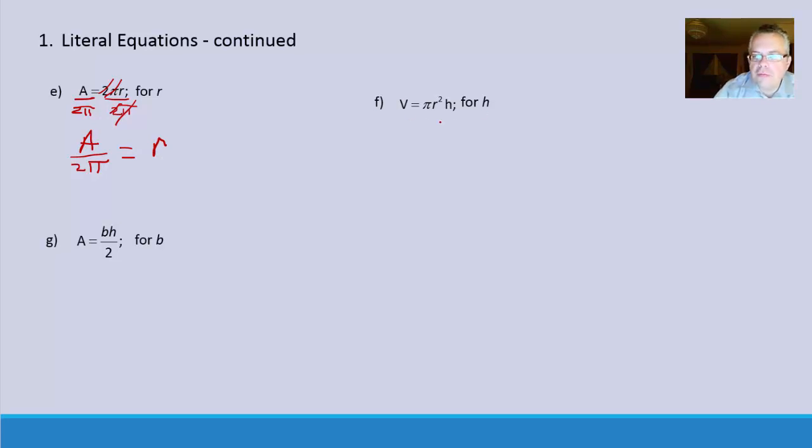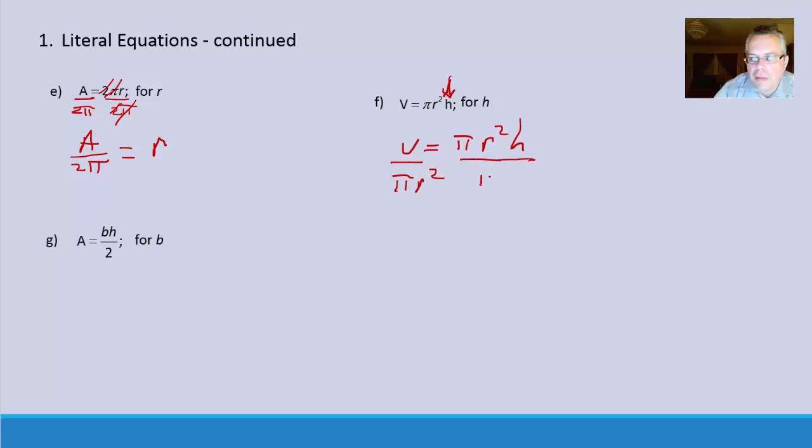This formula over here is for the volume of a cylinder. And we want to solve for h. So h is right there actually. We see that h is being multiplied by pi r squared. So we're going to divide both sides by pi r squared. So volume equals pi r squared h. We don't want the pi r squared, so divide by it.